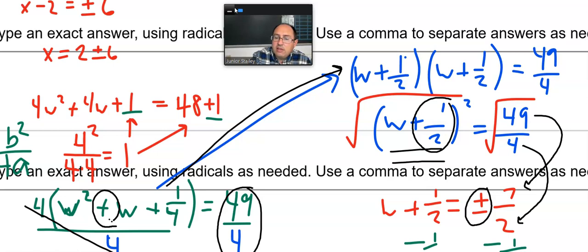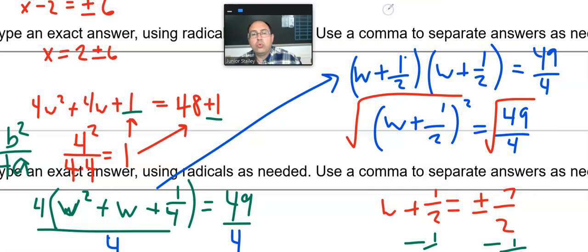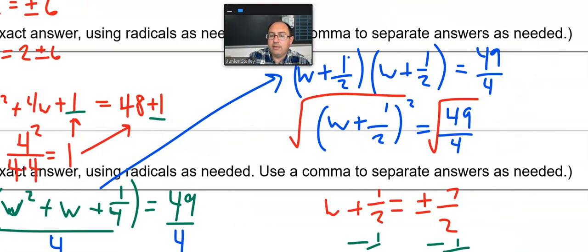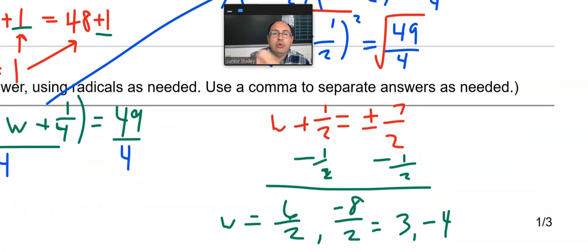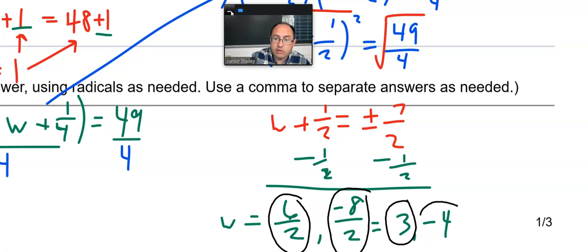All right, and then we can take this 1/2 and bring it to the other side. So that gives me 7/2. Let's see if I did this somewhere. And oh, I did. Beautiful. So 7/2 minus 1/2 would be 6/2, also known on the street as 3. And negative 7/2 minus 1/2 would be negative 8/2, also known on the street as negative 4. So my answers are 3 and negative 4 to this particular question.